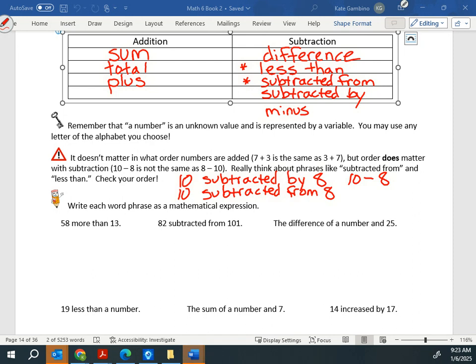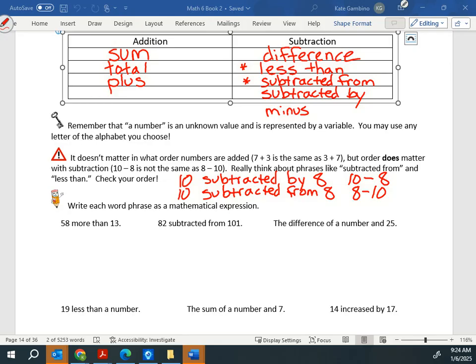How would I write 10 subtracted from 8? Adeline? Yeah, because I'm subtracting 10 from that 8. So I starred less than and subtracted from because we have to flip them. Here, 10 subtracted by 8, I start with 10, I write my subtraction sign, and then I put the 8.